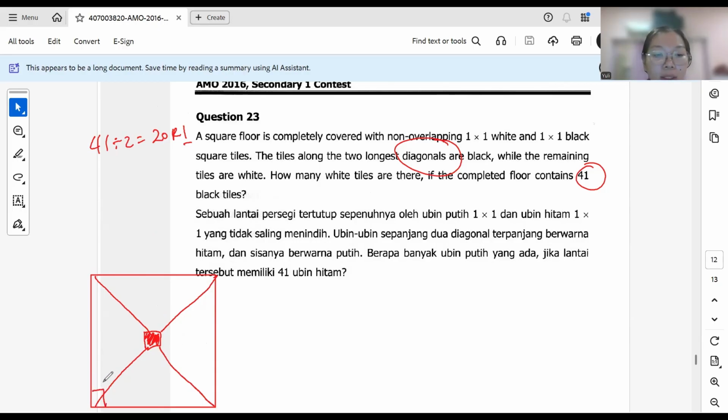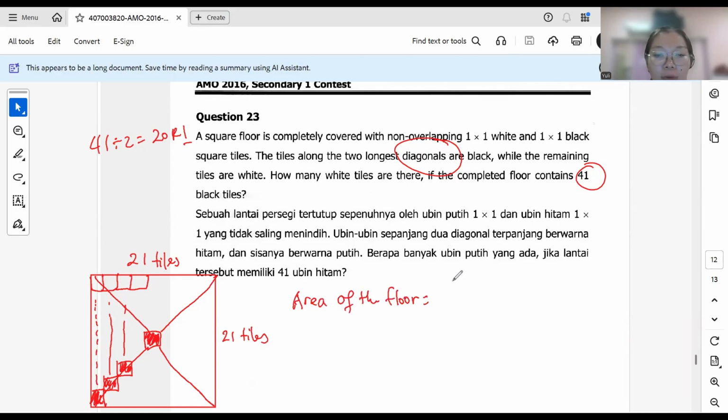Imagine that this is the diagonal, the black one. Okay, draw until up here. So there are 21. 21 go up here. So for each black, it's going to be 1 white, right? It's going to be 1 white, 1 white. So you will have 21 tiles here and 21 tiles here. So you can find the area of the floor.